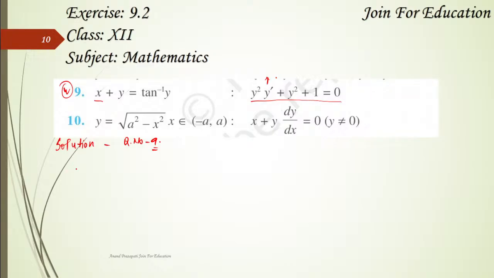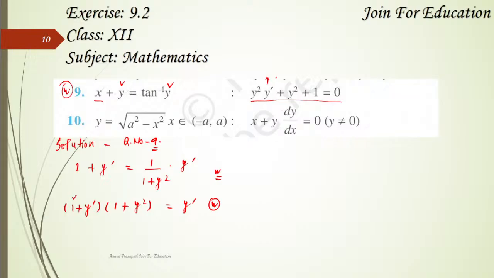So the derivative of x will be 1 and derivative of y will be y dash and derivative of tan inverse y will be 1 by 1 plus y square and derivative of y will be y dash. Hope that there is no problem to understand up to this step. Now by cross multiplication we get here 1 plus y dash into 1 plus y square equal to y dash. Hope that there is no problem to understand up to this step.